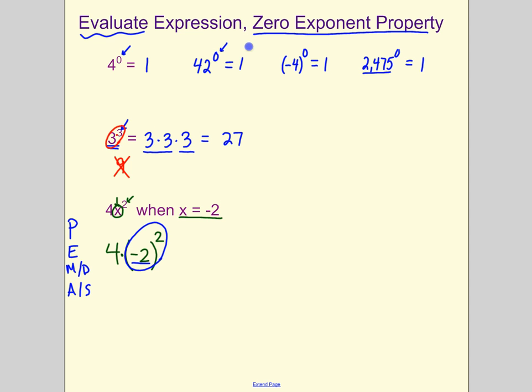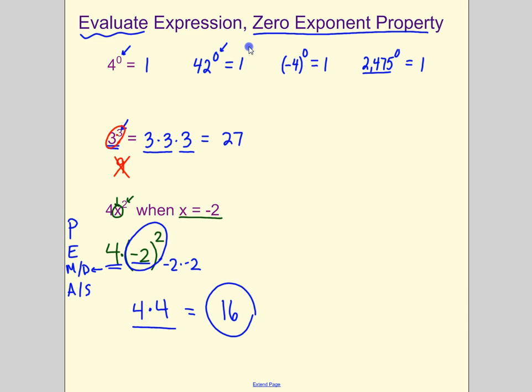Negative 2 squared is a negative 2 times a negative 2. Negative times negative is positive, so this is going to give me a positive 4. And now I'm going to bring down the rest of the problem. I have a multiplied by 4 out front, and now I get to the multiplication and division part of order of operations. 4 times 4 is equal to 16. So that is the final answer there.